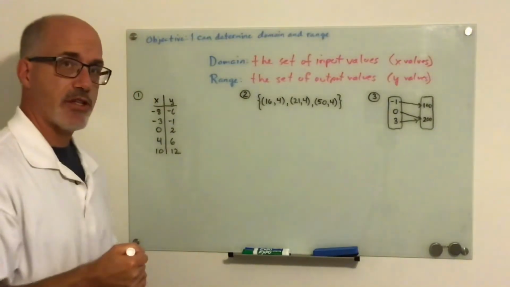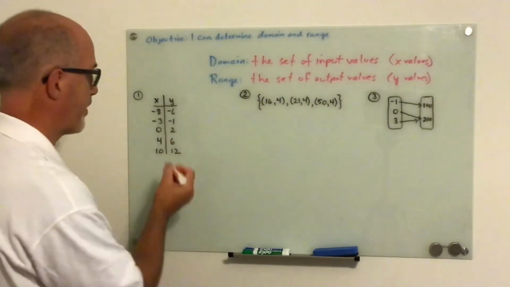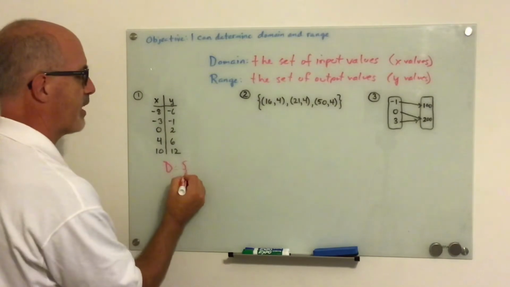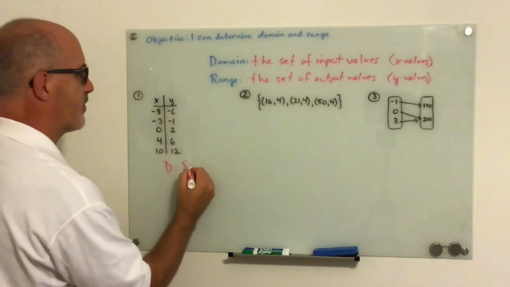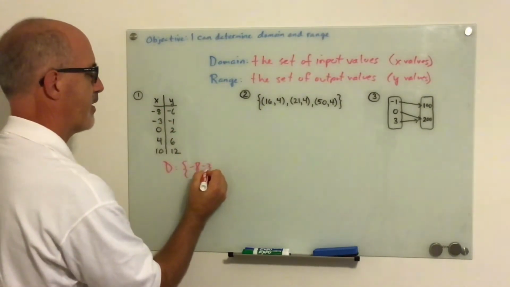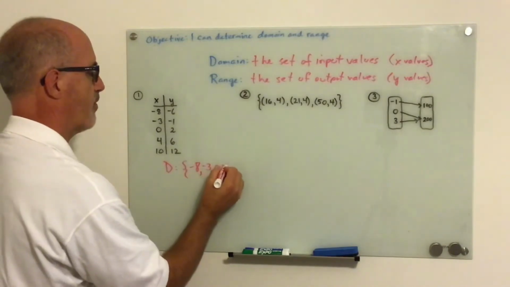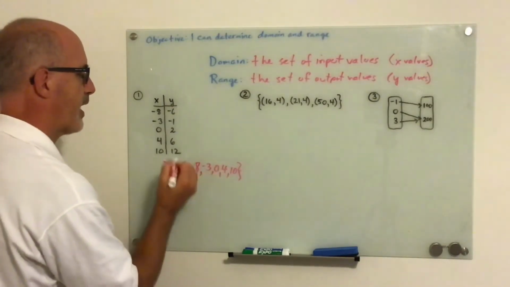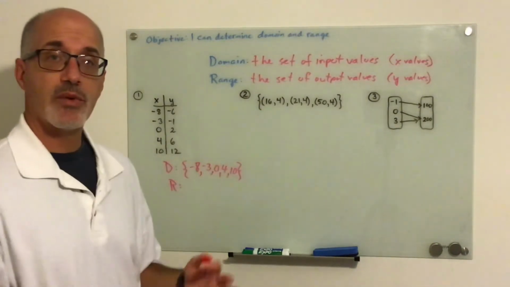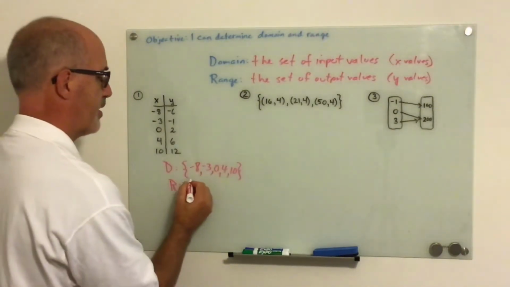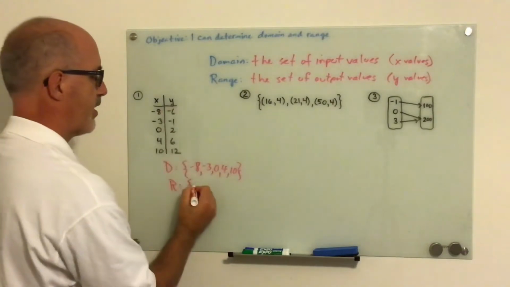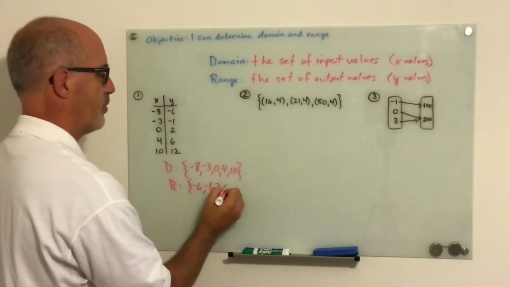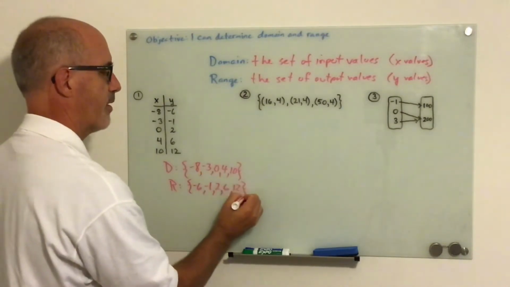To determine the domain and range, we just look at the x values for the domain. So I'll say for D, my domain is just this list of x values: -8, -3, 0, 4, and 10. My range, on the other hand, is the set of second values or the output of this. And we get these second values and just list them in a set: -6, -1, 2, 6, and 12.